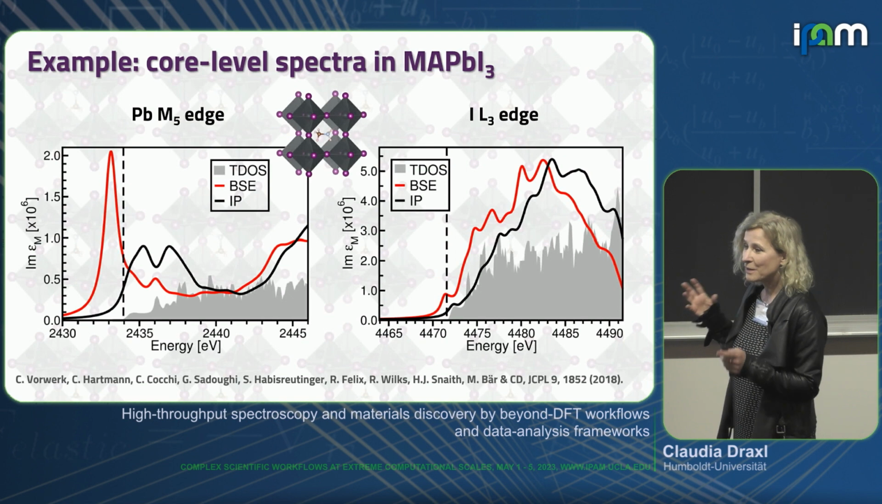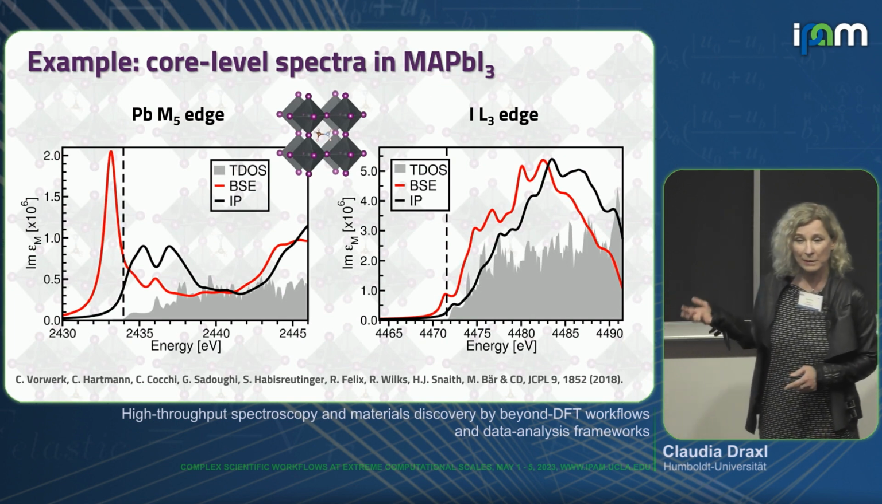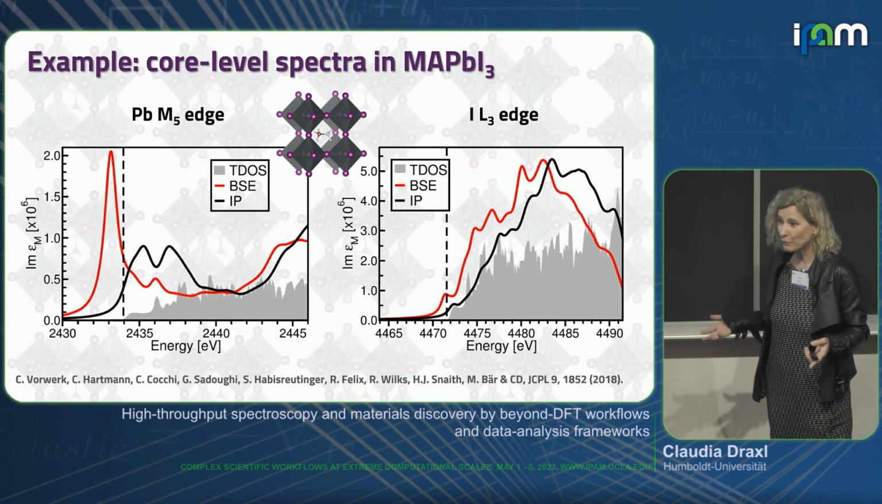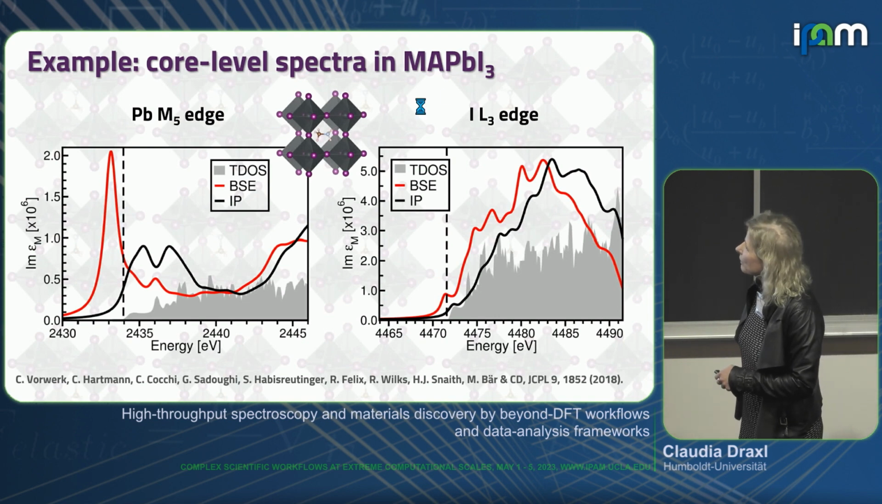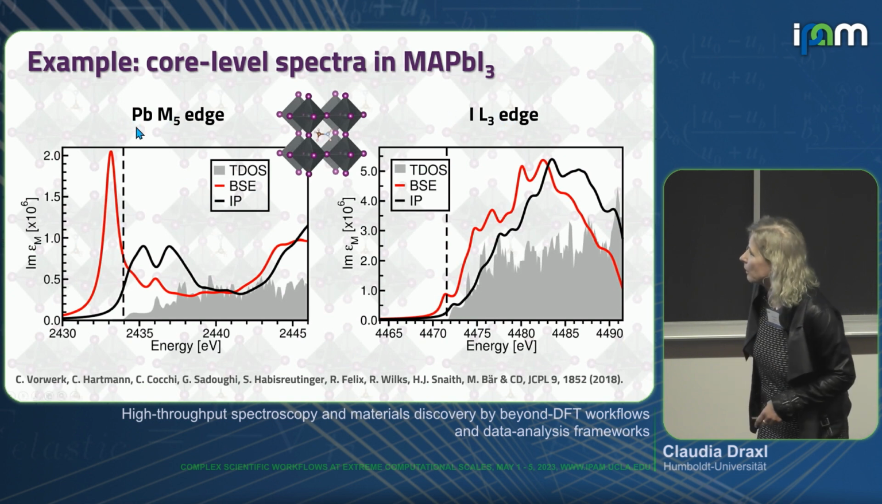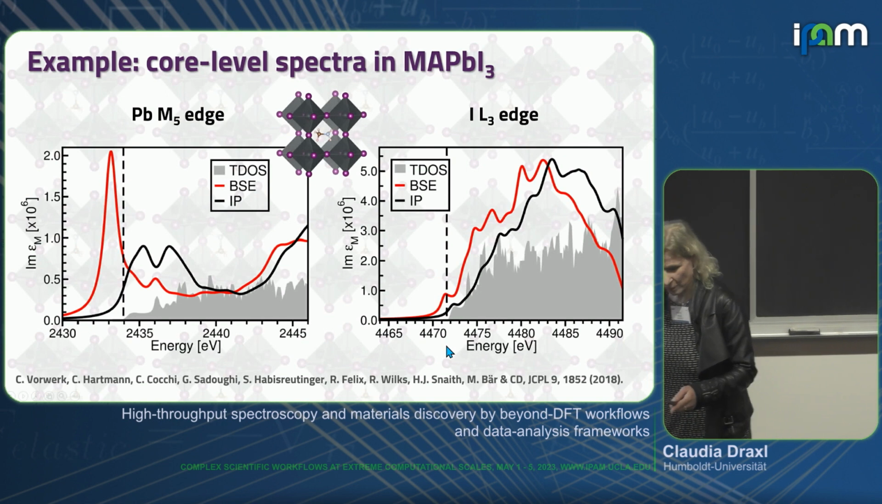What you see here are two examples of core-level spectra. This is methylammonium lead iodide, the most fancy material for the new generation of solar cells, maybe, right? I'll come back to this. What you see here is that we can address all kinds of edges. This is, for instance, the L3 edge, where the excitations come from p orbitals in iodine, or here the excitations come from d orbitals in lead. You see we can address very high energy ranges with our methodology.